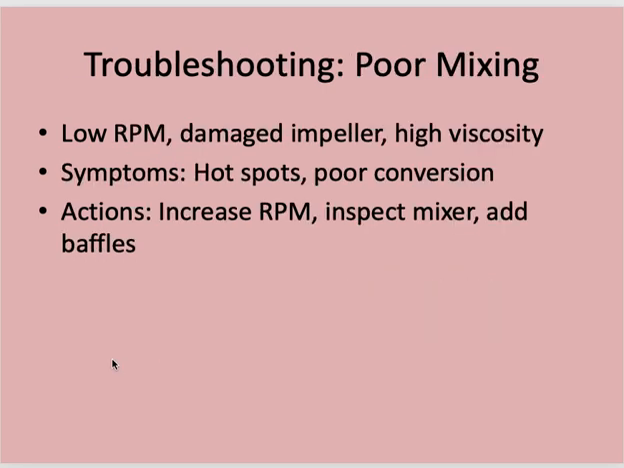Poor mixing. Poor mixing affects the conversion directly. So low RPM, damaged impeller, high viscosity, all these symptoms are related to the efficiency of the agitation. Here you can check your agitator, you can increase the RPM, inspect your mixer, and add baffles when you make your design or redesign for the reactor, and we will see the types of agitator in detail later.